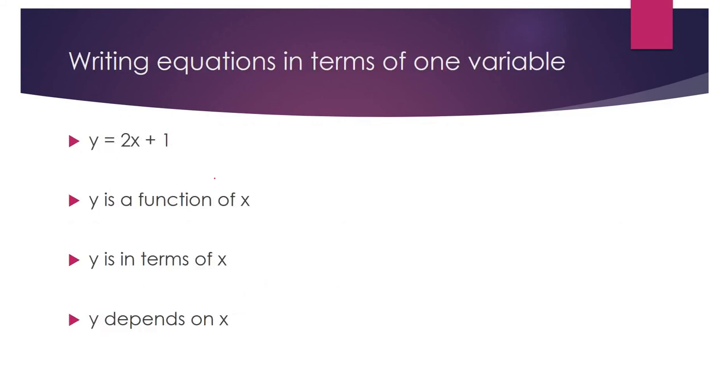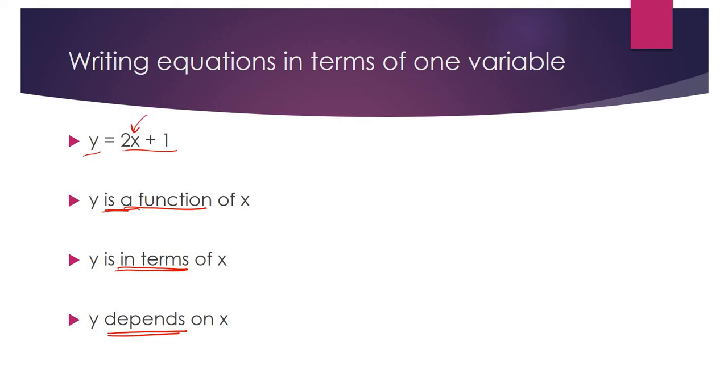So this terminology, I'm really going to stress this for you. If I have an equation in terms of one variable, y equals 2x plus 1, this is the same as saying y is a function of x. Y is in terms of x, or y depends on x. All of these mean the same thing. Y depends upon the x that I plug in.